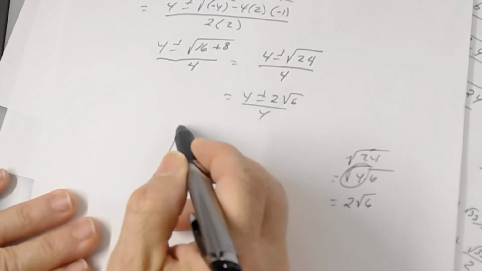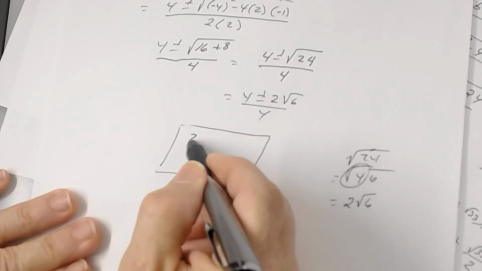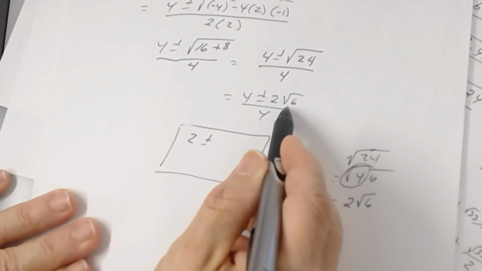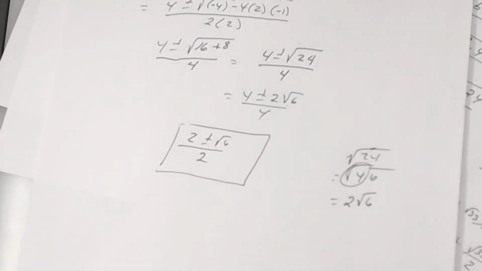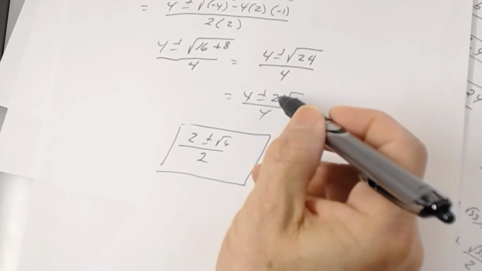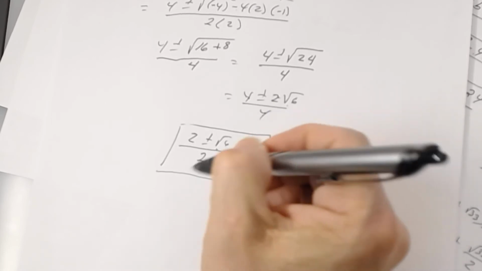So the better answer would be this: 4 divided by 2 is 2, plus or minus 1 square root of 6, right? So that's just square root of 6 all over what? 2. All right, so that'll be your better answer. 4 divided by 2 is 2. 2 divided by 2 is 1. 1 times square root of 6 is square root of 6. 4 divided by 2 is 2.